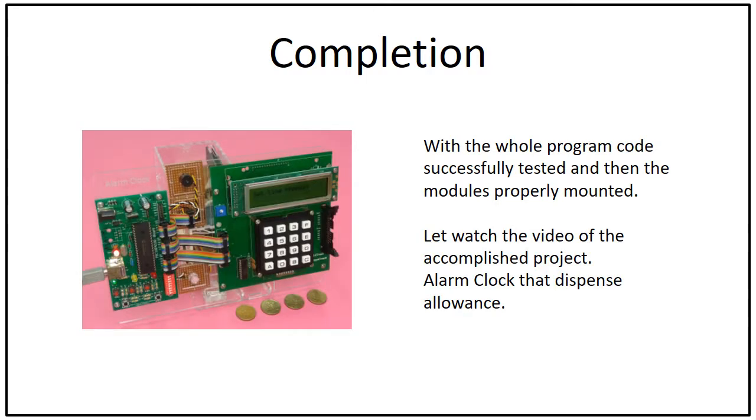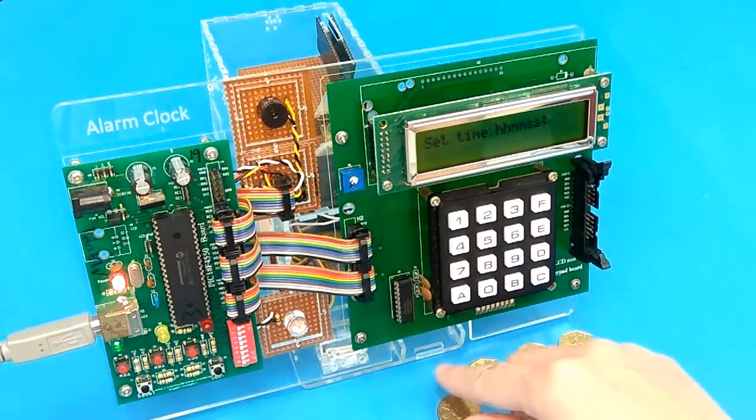Let's watch the video of the accomplished project. Alarm clock that dispenses allowance. Insert $4 into the alarm clock.